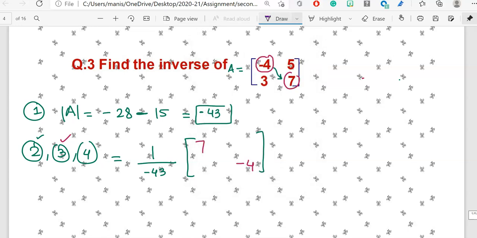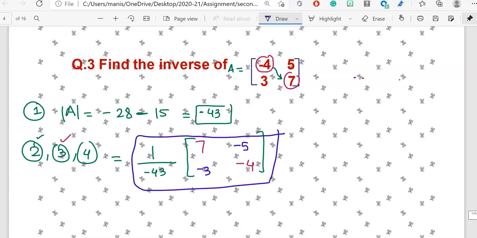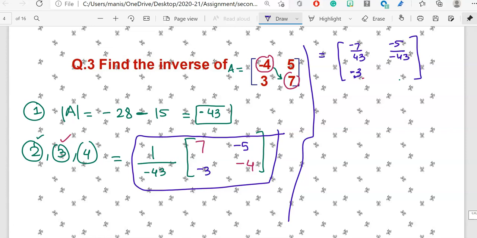Most important step. People make mistakes. You are only changing the sign. If this is a positive 5, it changes to negative 5. If this is a positive 3, it changes to negative 3, and this is the inverse of this matrix. Now we will write it in the simplest form. It is negative 7 over 43. This will be yours negative 5 over negative 43. Okay, this will be yours negative 3 over negative 43, and that's yours negative 4 over negative 43.